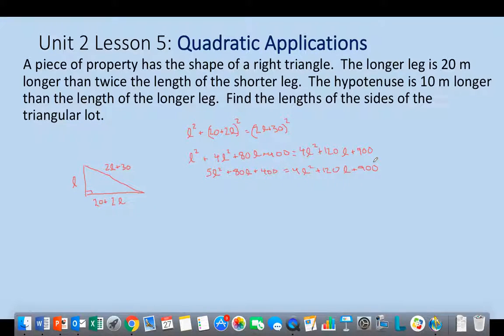Okay, again, it looks like I've got a quadratic on my hands, so that means I'm going to want to make it equal to 0. And so I'm going to start subtracting and throwing all this stuff over here. So 5L squared minus 4L squared, just be 1L squared. That's convenient. 80 minus 120 is going to be negative 40L. And then 400 minus 900 would be negative 500.